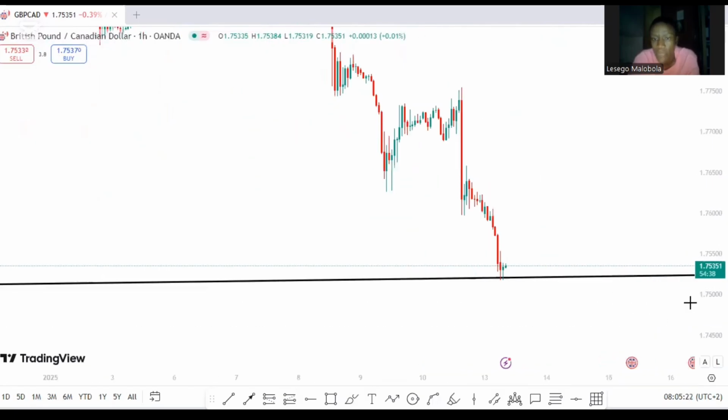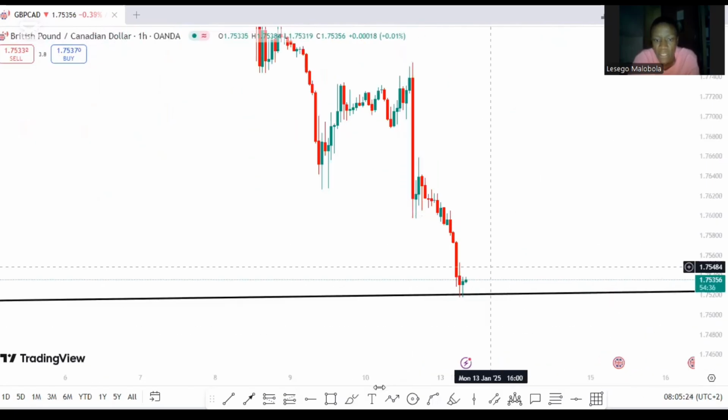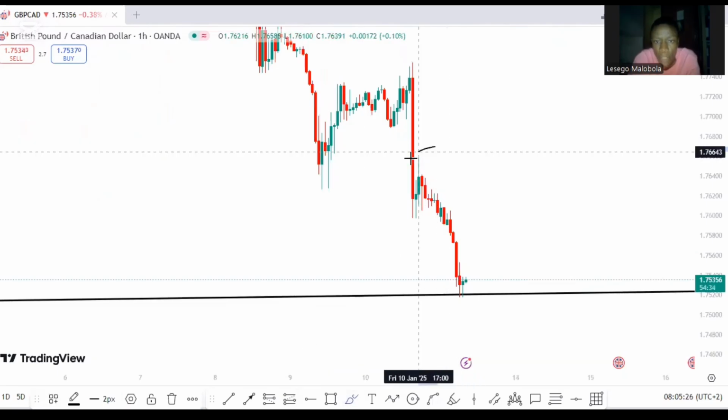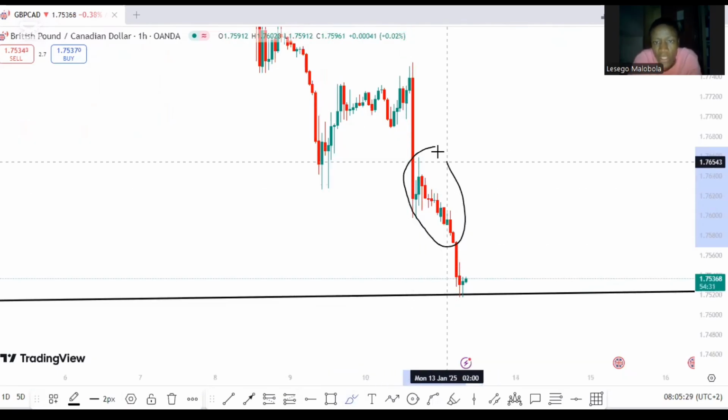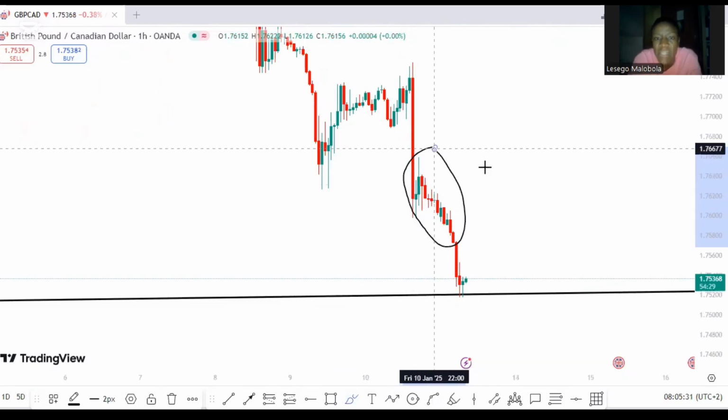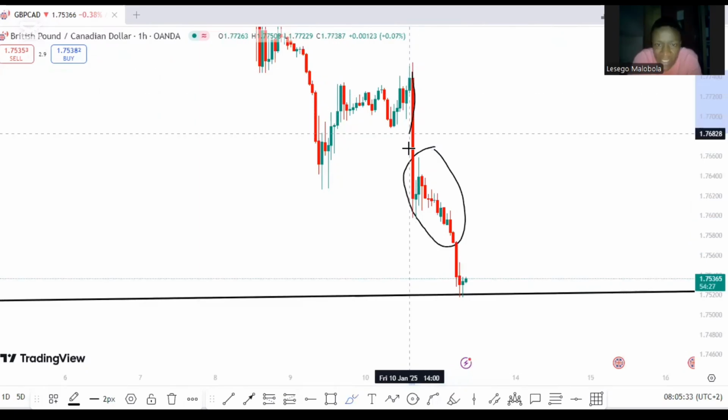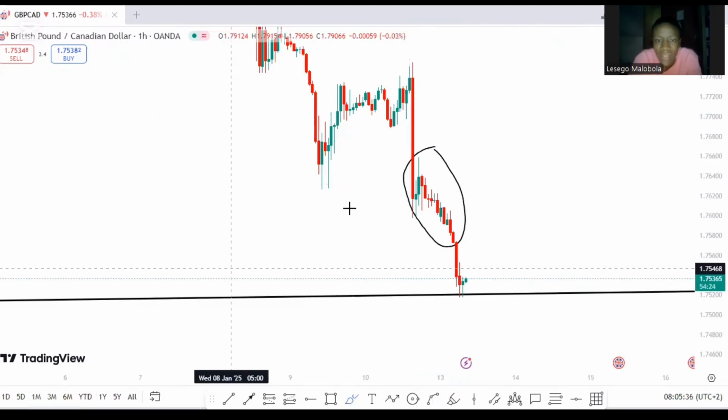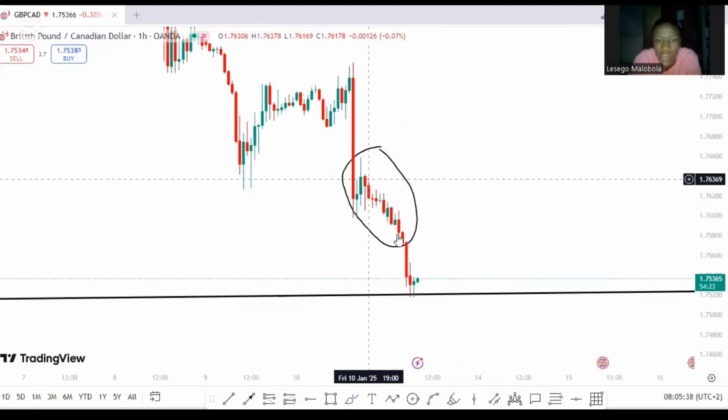On the 1-hour time frame, guys, what I love about this is the fact that if we look carefully here, price started slowing down in momentum, right? The bearish momentum started slowing down. Look at this candlestick. This candlestick was too heavy, guys. And then after that, you can see the momentum started slowing down.